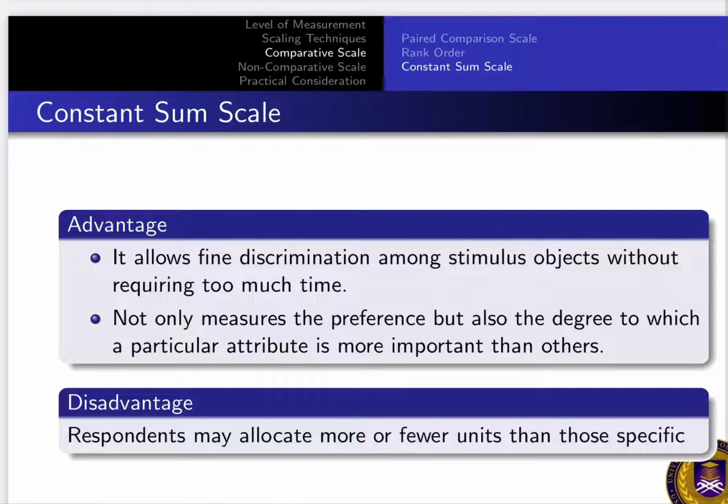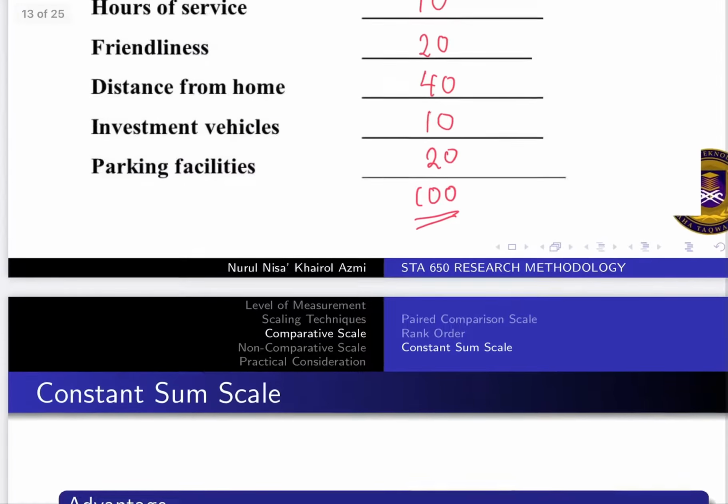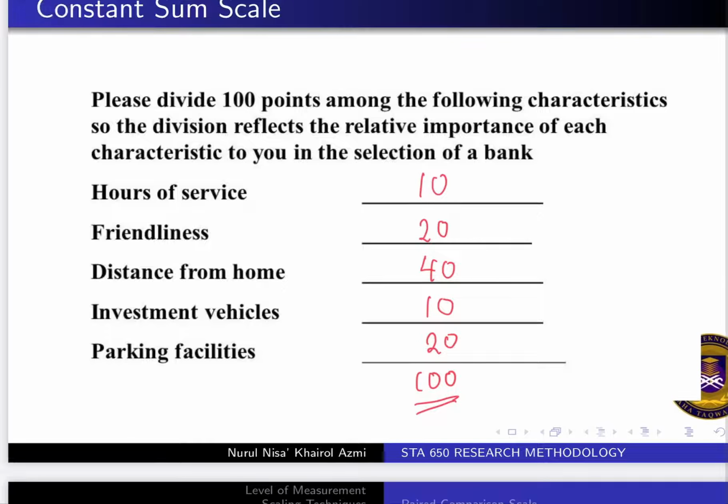But the disadvantage of the constant sum scale is that respondents may allocate more or fewer units than those specified. Because when there are too many items, sometimes it's very difficult for a certain person to make sure that the score is equal to the specific number that we want. For example here, it takes time for us to determine which attribute we want to give a higher score compared to the others.